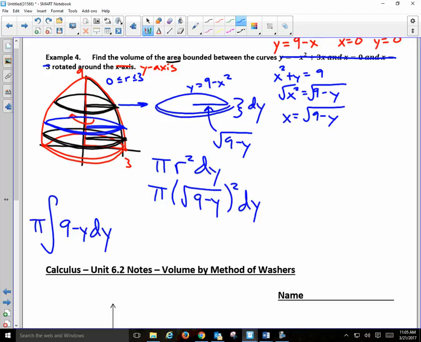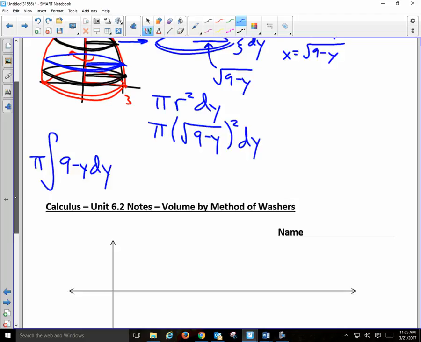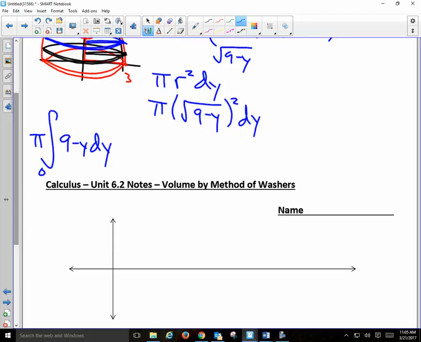So what mistake do you think people would make? 0 to 3. But you have to consider how you're stacking these disks. 0 to 9. Now, I know this isn't easy. I know it's extremely conceptual and involves a lot of geometry and spatial reasoning, but you guys are doing good.